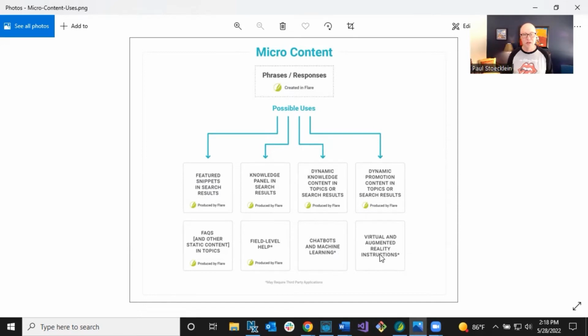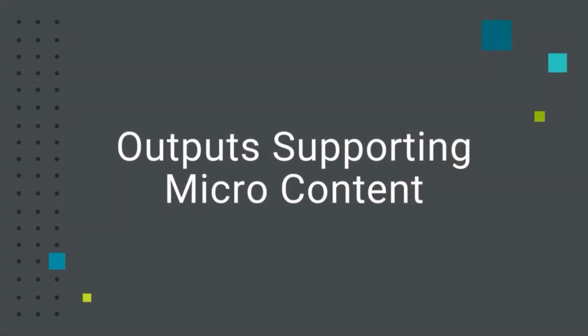I say possible uses because it's not like this is the end-all, be-all. You could think of other uses for these little bits of micro content, but this is what most people are probably going to do, especially these things that work right out of the box. So lots of cool things you can do with micro content, but which outputs support this?